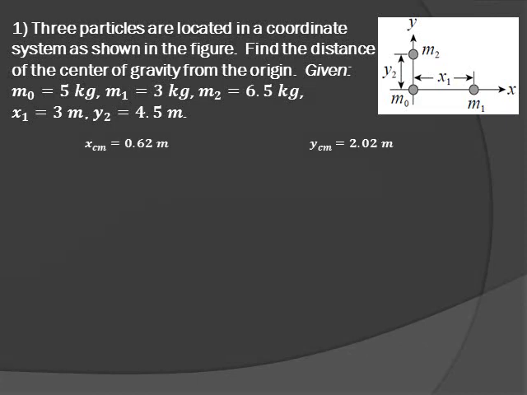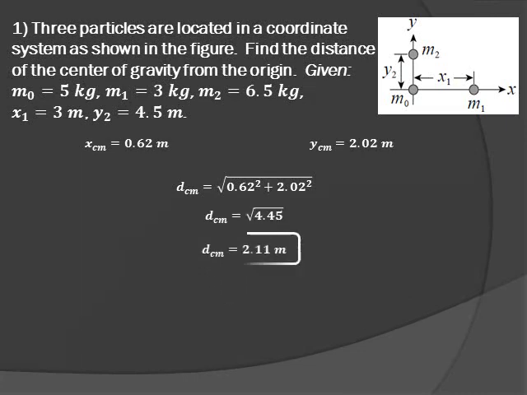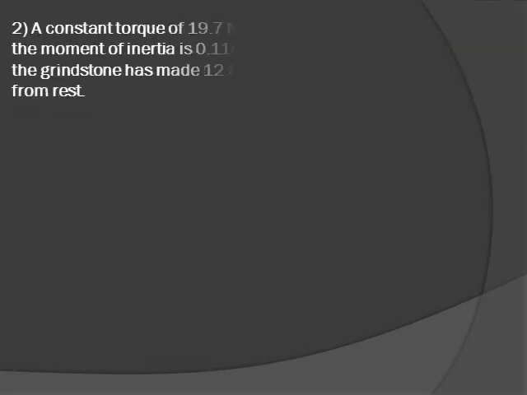So now we have the x position and the y position. We're going to take these two and determine the distance from the origin to the center of mass. The distance is basically the Pythagorean theorem. The x and the y give us coordinates so that we can find the hypotenuse, the total distance from the origin. So the square root of 0.62 squared plus 2.02 squared gives us a total distance of 2.11 meters of the center of mass from the origin.